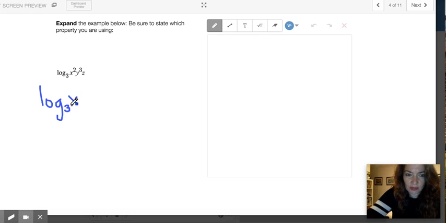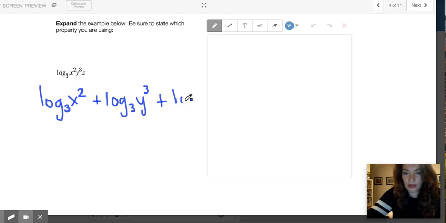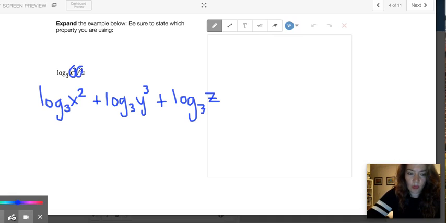So the first thing I'm going to do is expand it as log base 3 of x squared plus log base 3 of y cubed plus log base 3 of z. So what I did right here, and I like to cross my z so it doesn't look like the number 2, is I took each factor. The first factor is x squared, the second one is y cubed, and the third one is z. And I gave it its own log with its own base.